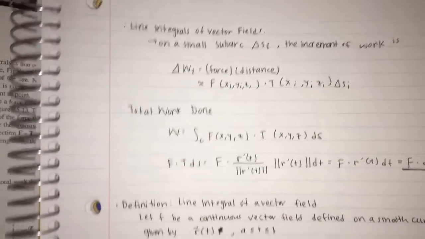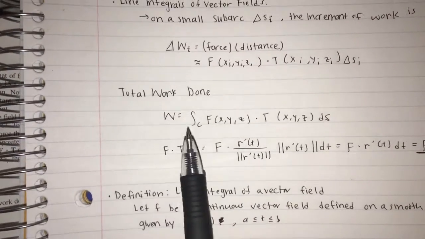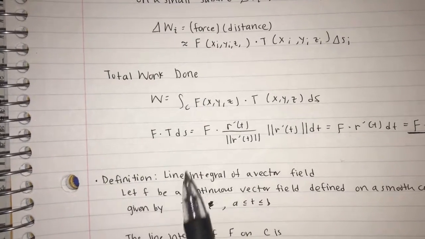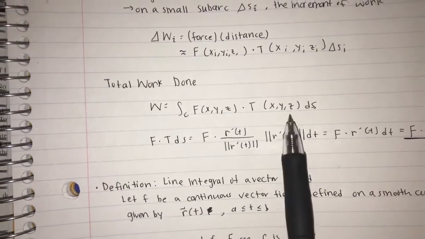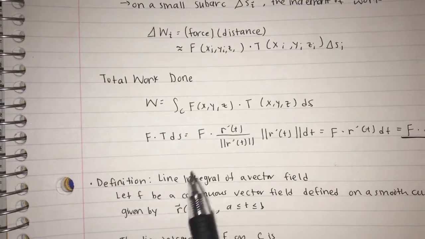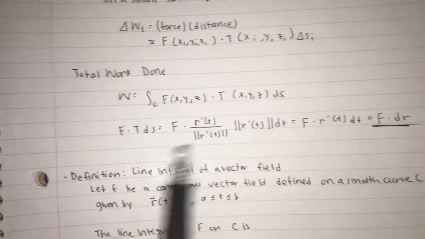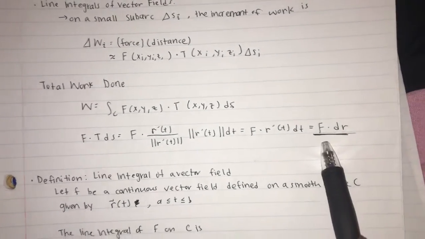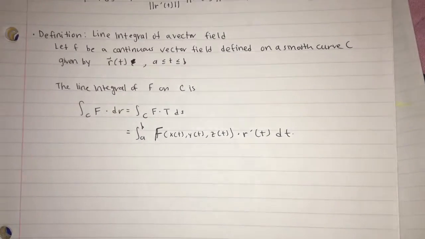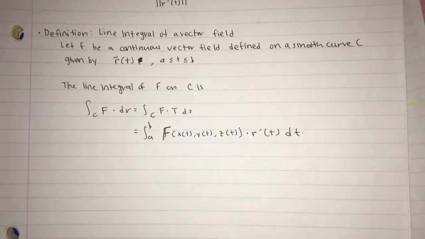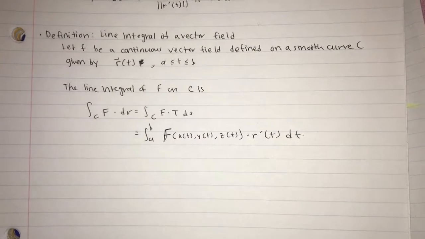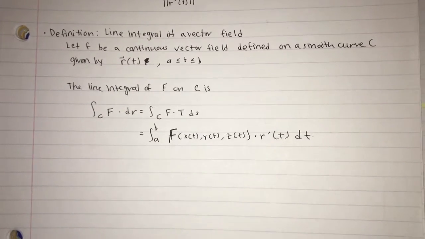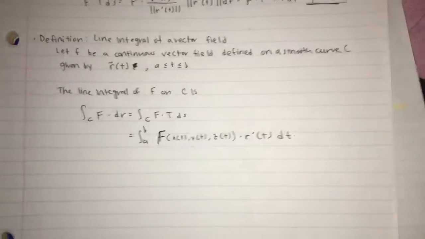To find the total work done, it can be found by integrating the product of F and T. This can be translated into other forms that ultimately mean the same thing. The most common one in the section that we're using is this one. For the definition of a line integral of a vector field, if F is a continuous vector field defined on a smooth curve C given by r of t, which is a parameterized vector, and the bounds are given.